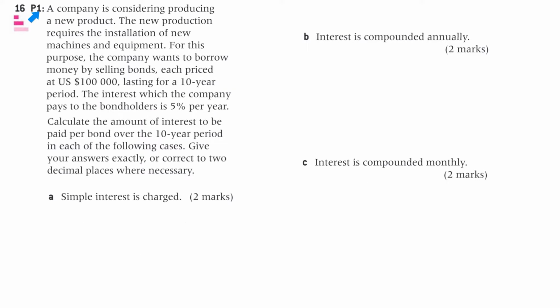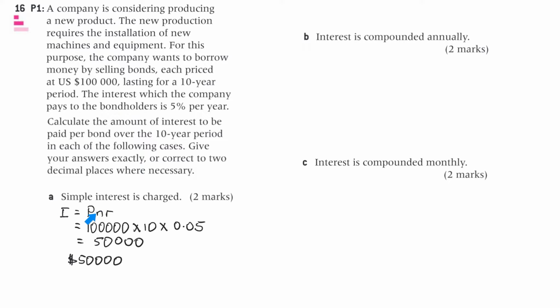Question 16, it's a paper 1 question. A company is considering producing a new product. The new production requires installation of new machines and equipment. For this purpose, the company wants to borrow money by selling bonds, each priced at US $100,000, lasting for a 10-year period. The interest which the company pays to the bondholders is 5% per year. Calculate the amount of interest to be paid per bond over the 10-year period in each of the following cases. Give your answers exactly or correct to 2 decimal places where necessary.